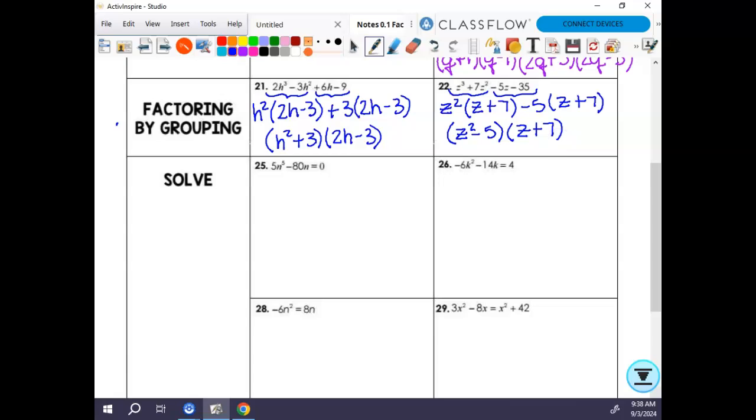And on both of these, I can't go any farther. This is a sum of, they're not even squares, so nothing. This is a difference, but it's not squares, so that's the best I can do with the factoring. Okay? Everybody good so far? Awesome. We're going to stop here today, and we will start with solving tomorrow.